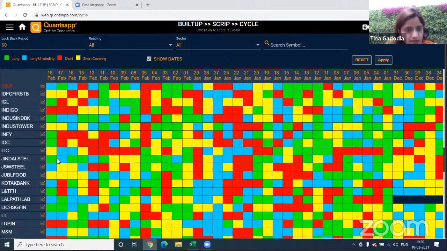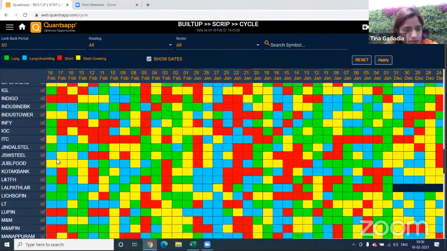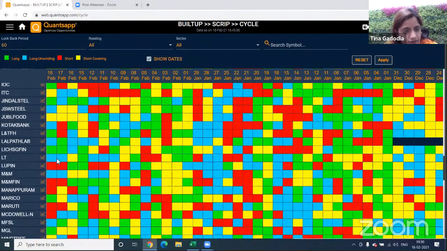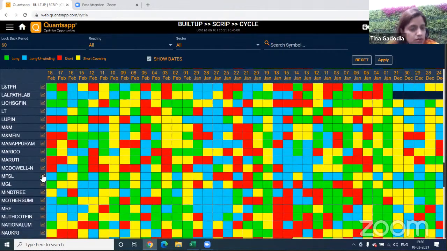Metals, Jindal Steel, there is a long and long unwinding. So there is good data which is spanning out. Then you have, say, L&T, unwinding. So there's not much nervousness. It's more the unwinding part which is taking place. In auto, Maruti is not supporting, which is shown by the data also.